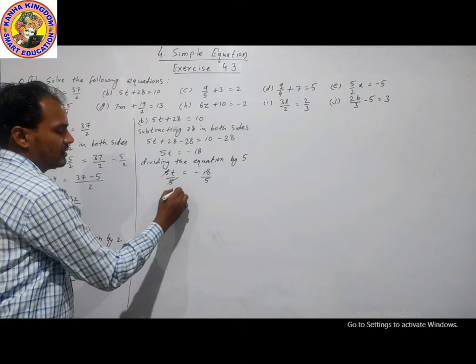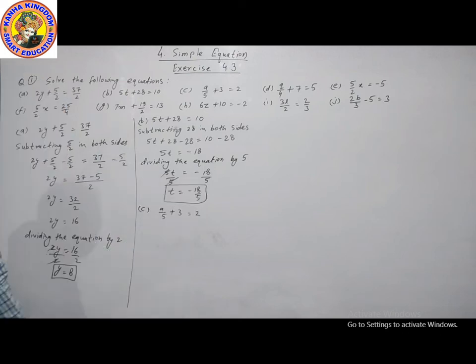Taking next one, C, a upon 5 plus 3 is equal to 2. Divide and addition. First of all, we will solve the addition term. Here is plus 3, so we will minus 3. Subtracting 3 on both sides. Equation is a by 5 plus 3 is equal to 2.